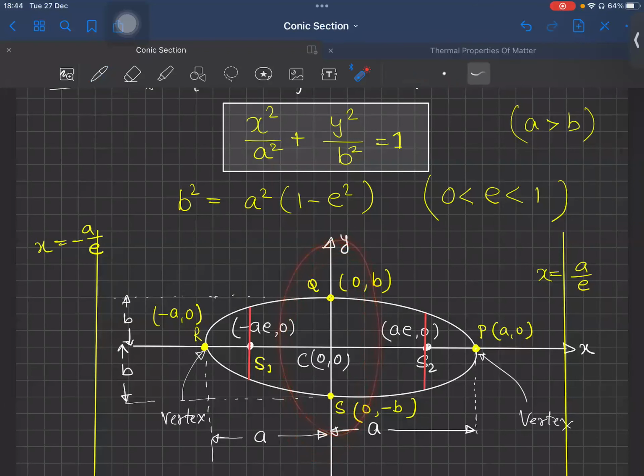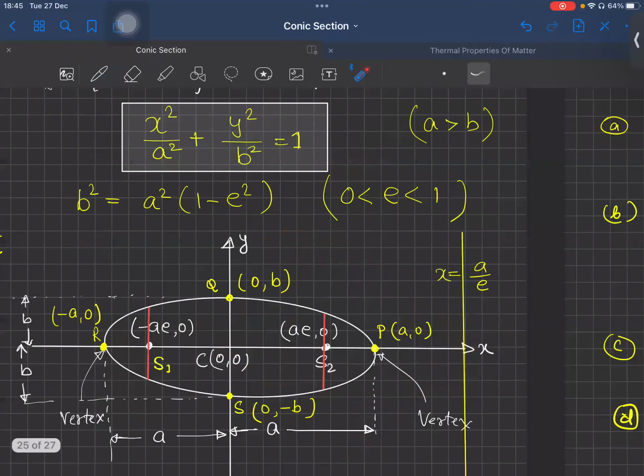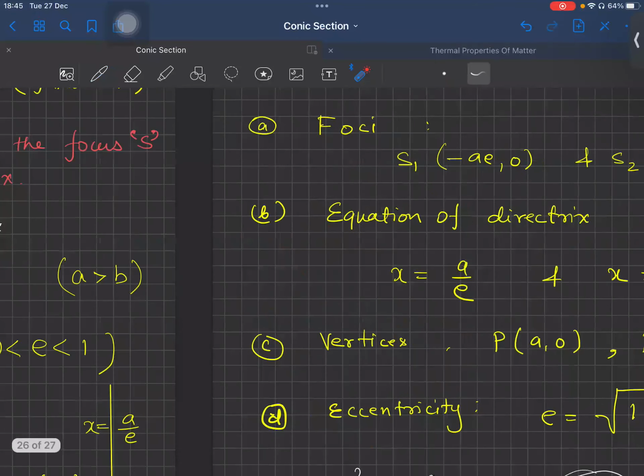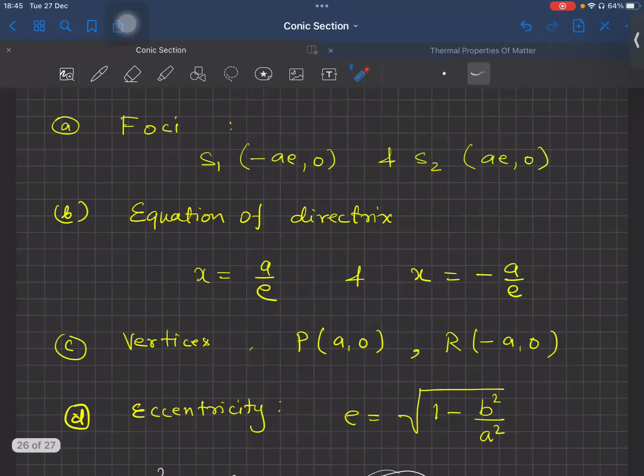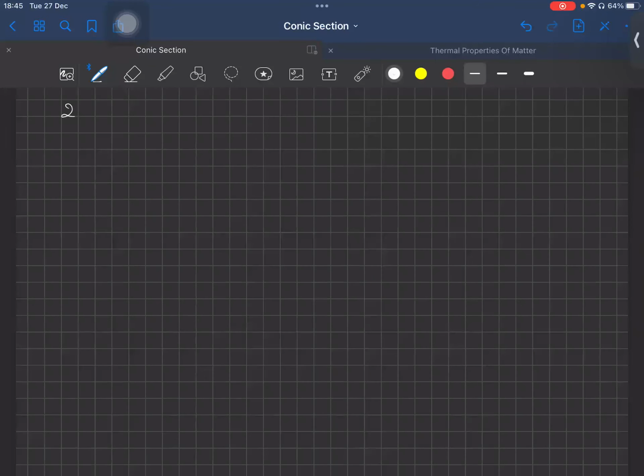If a is greater than b, that means you are getting this ellipse. If a is smaller than b, then you'll get this type of ellipse. So let's understand that ellipse, the standard equation of the second type. The first type we have already seen. Now let's understand the second type.